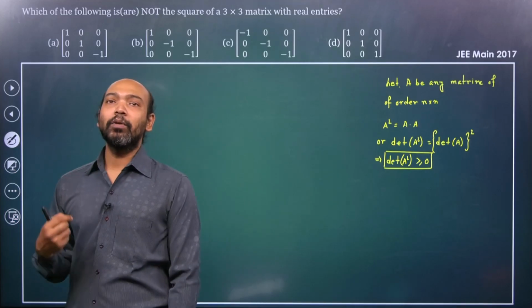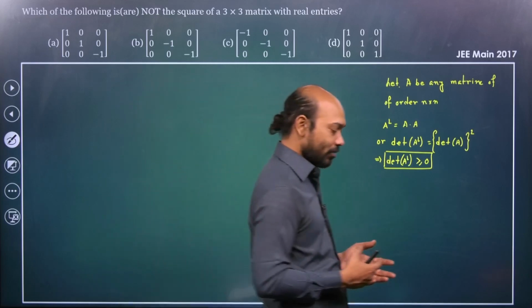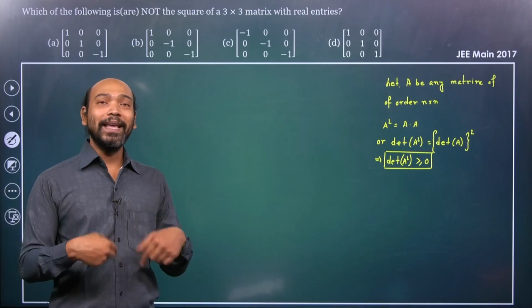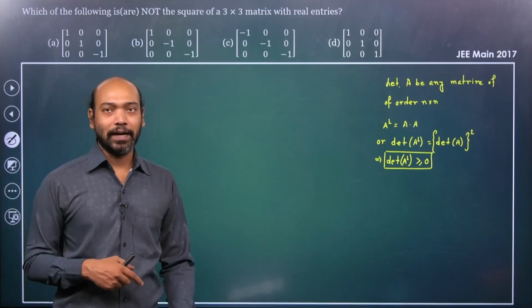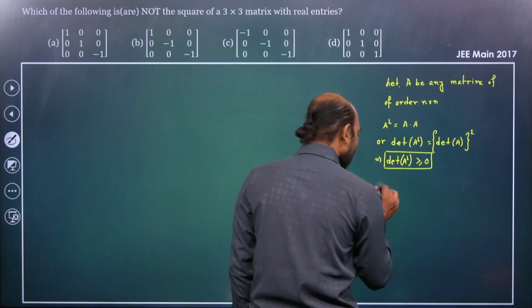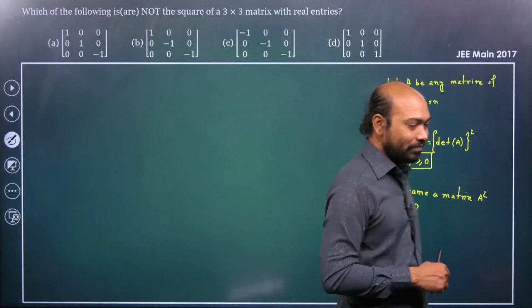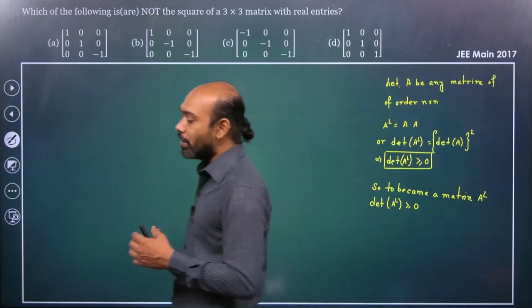So if we are able to calculate the determinant of each matrix, the determinant must be greater than or equal to 0 for it to be a square of a matrix. So we write down the condition: to become a matrix A square, the determinant of A square must be greater than or equal to 0. Now we don't start the calculation directly.